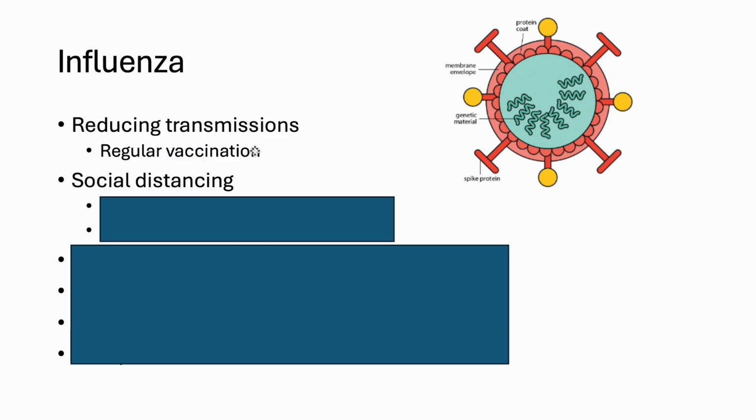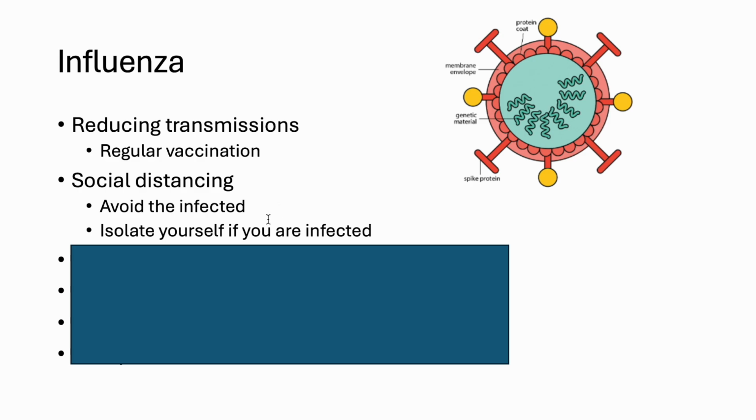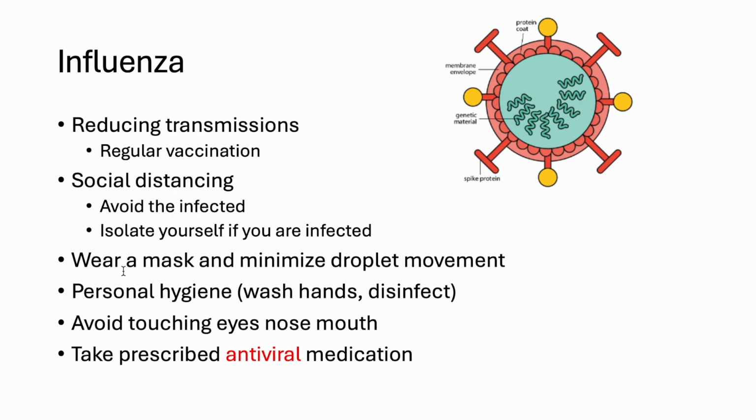Yeah, so to reduce transmission, yes, regular vaccination, and it has to be regular because of this. There are 8 of them. 8 pieces of genetic material, they switch their code around really conveniently and quickly. So if there are new influenza vaccines in the market, it's a pretty good idea to go and take it. Social distancing is pretty straightforward. Living in a post-COVID world, we understand what this is all about already. And some commonsensical things like this: wear masks, personal hygiene, avoid touching your eyes, nose, mouth, your mucosal membranes, and take antiviral medication, prescribed ones. Yeah, because influenza is caused by viruses.